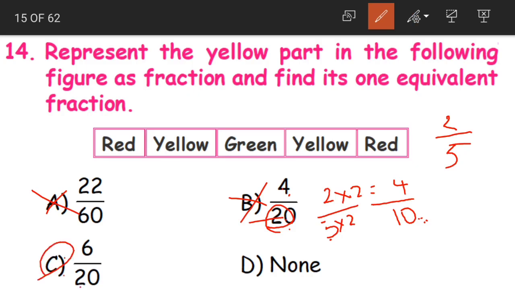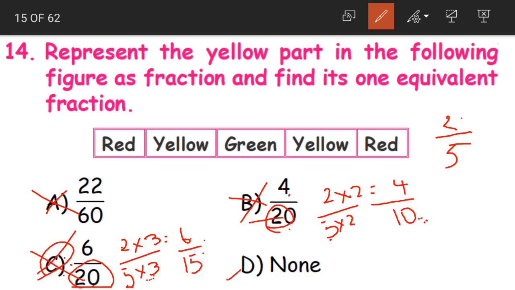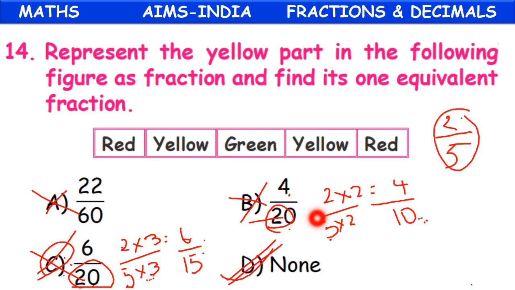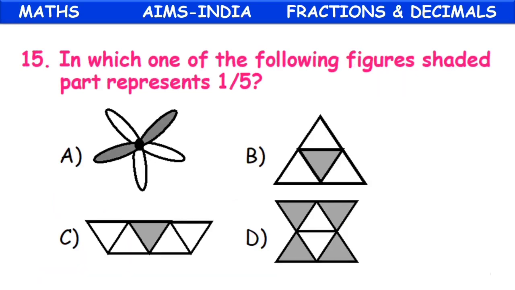Coming to option C, 6 by 20. Again, how will we get 6, children? 2 into 3 is equal to 6. So the denominator is also to be multiplied by 3. 5 into 3 is 15. But here we are having 20. So again, option C is also not the equivalent fraction for the given one. Option D, none, becomes the correct answer. That means out of the given options, no option is the equivalent fraction for the given part. Understood? So option D, none, becomes our correct answer.